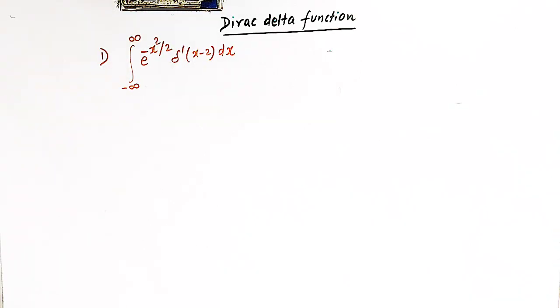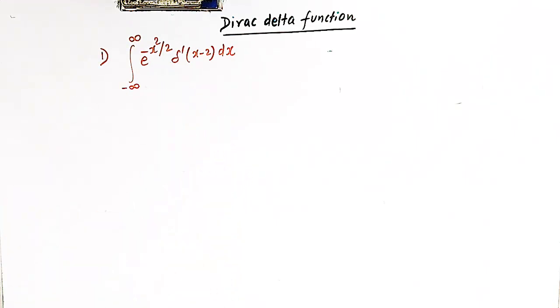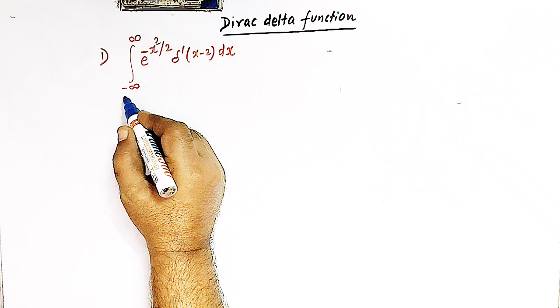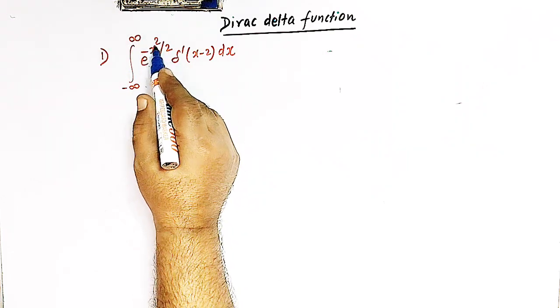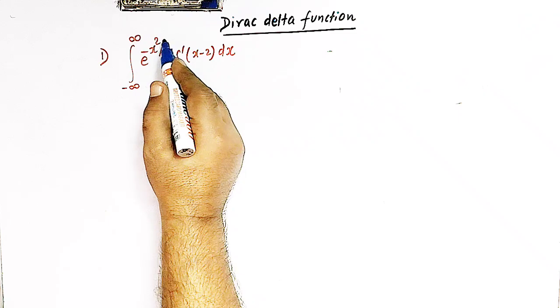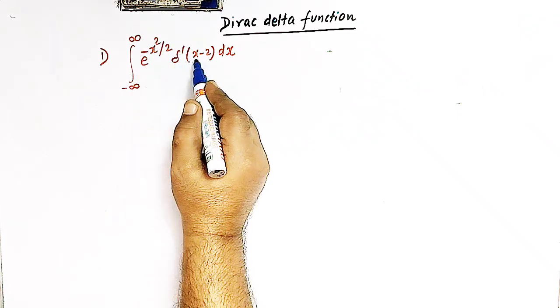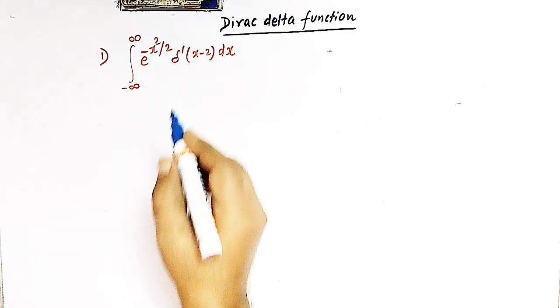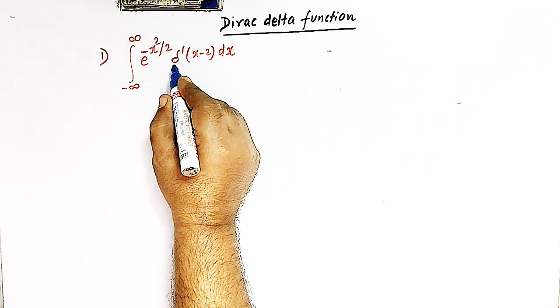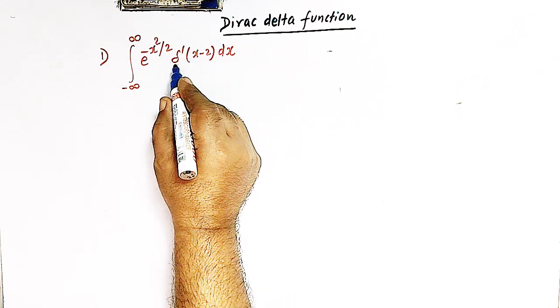So let us first consider this integral, and here we have to evaluate the integral from minus infinity to infinity of e raised to minus x square over 2, which is a Gaussian function, times delta prime of x minus 2 dx. Here we can see that we have the first derivative of the Dirac delta function.